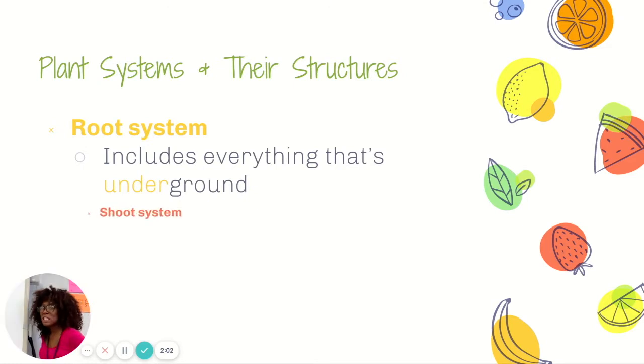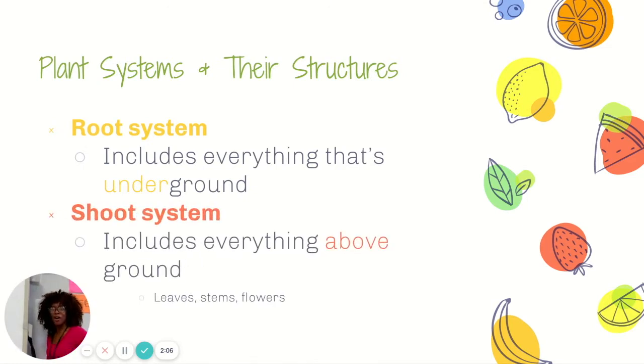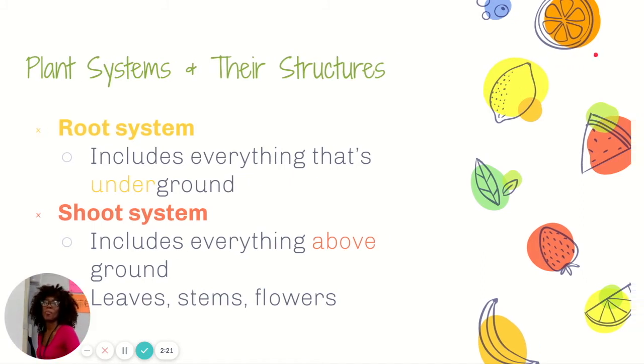So the root system is exactly what it sounds like. It's going to be everything that is under the ground, right? Because roots are under the ground. While the shoot system is going to be where you shoot. No, I'm just kidding. The shoot system is going to be everything that is above ground. So the leaves, the stems, the flowers, pretty much that pretty part of the plant that you normally will see.